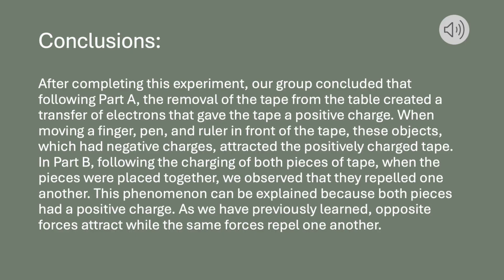So our conclusion was that after completing this experiment, our group concluded that following part A, the removal of the tape from the table created a transfer of electrons that gave the tape a positive charge. When moving a finger, pen, and a ruler in front of the tape, these objects, which had negative charges, attracted the positively charged tape. In part B, following the charging of both pieces of tape, when the pieces were placed together, we observed that they repelled one another. This phenomenon can be explained because both pieces had a positive charge. As we have previously learned, opposite forces attract while the same forces repel one another.